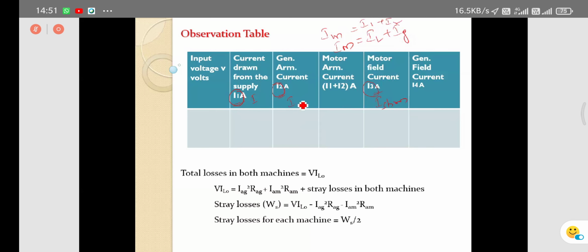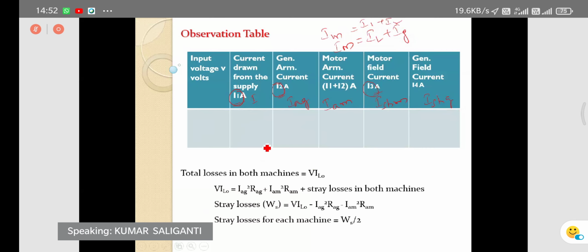The generator armature current is IAG, and similarly the motor armature current is IAM. The generator field current is I shunt G. This is IFG or I shunt G, the generator field current here. This is the tabular form.